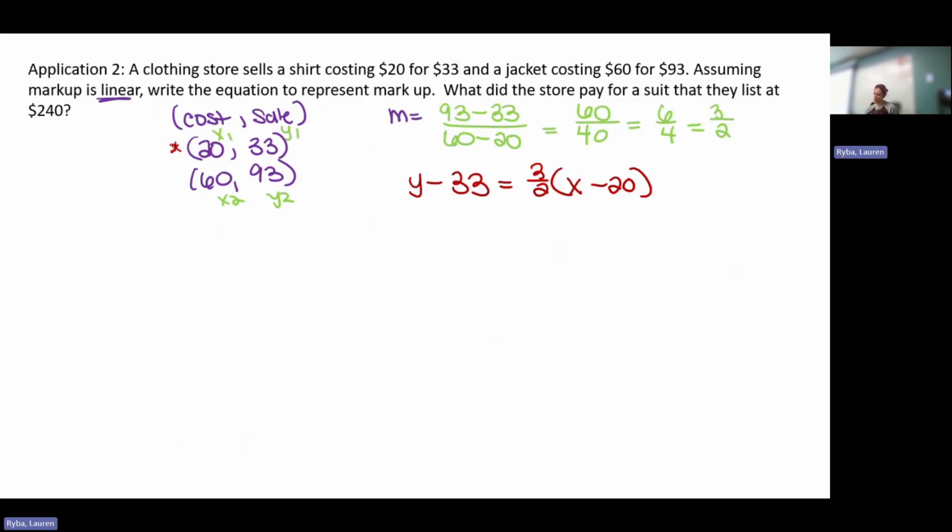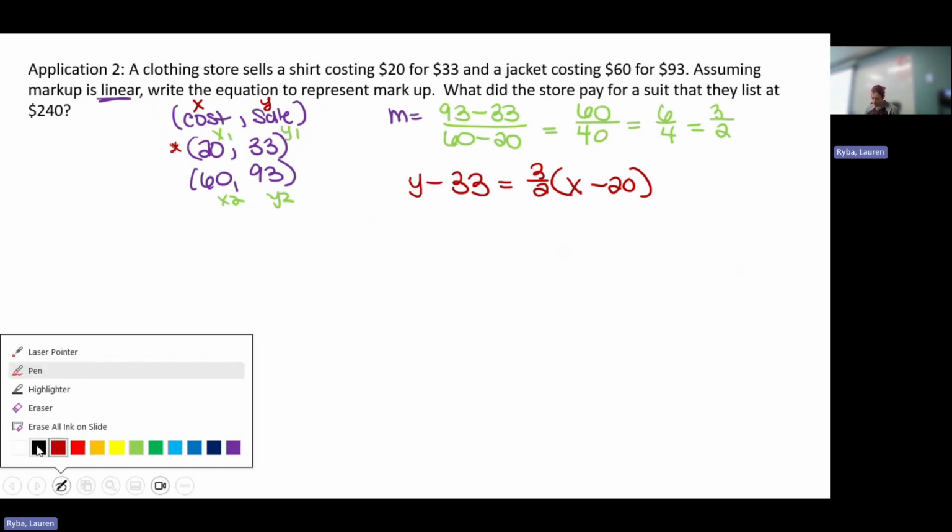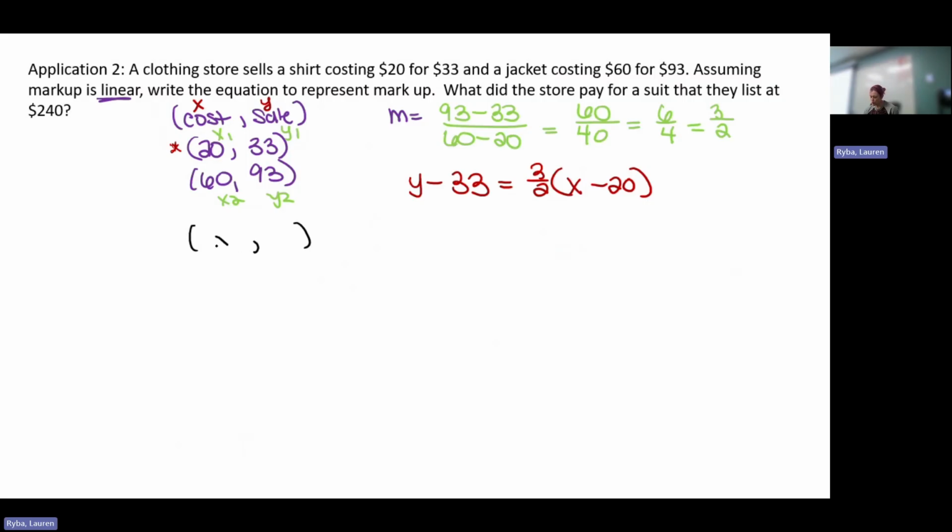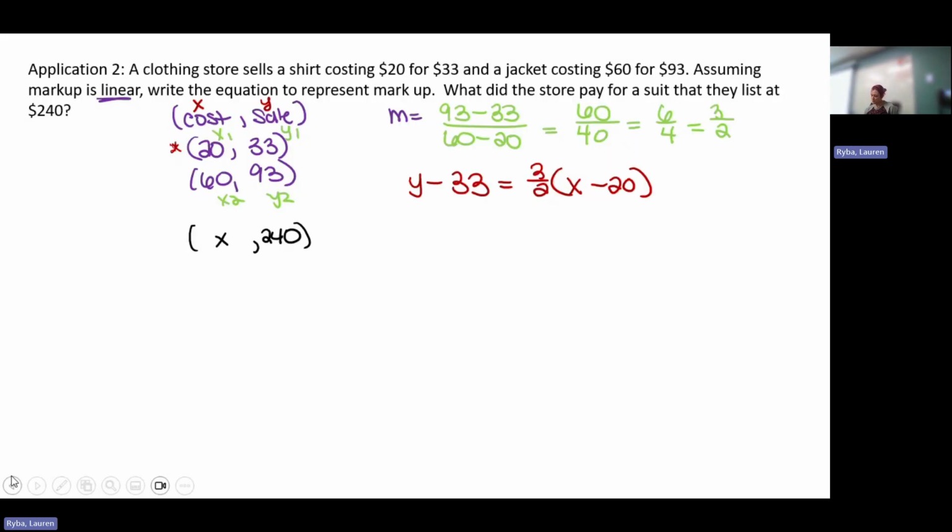All right, so then the question is, right now cost is X and the sale price they list it for is Y. It says, what did the store pay for a suit that they list at $240? Is $240 going to be the X or the Y value? The Y. You are correct. So my goal is what X gives me a Y of 240. So I'm going to plug that in here. So 240 minus 33 equals 3/2 times x minus 20.